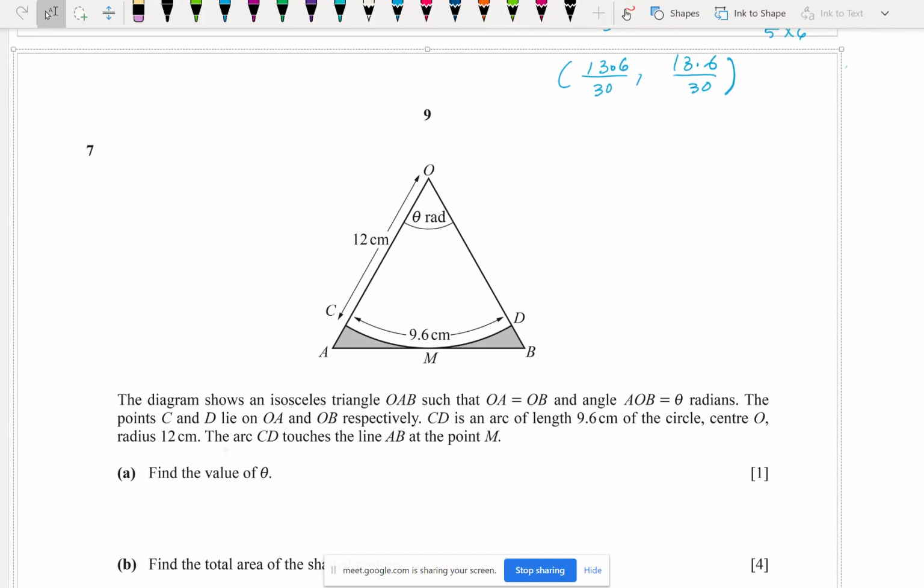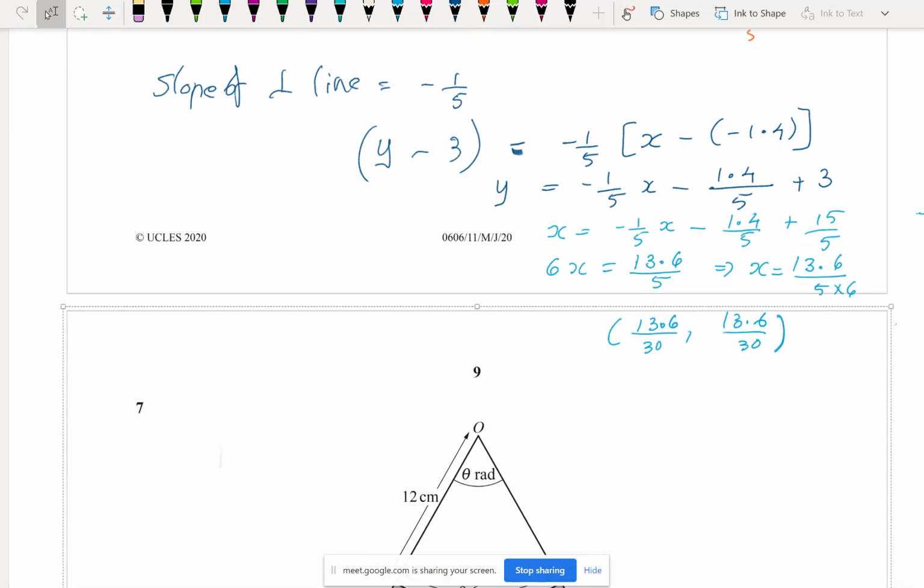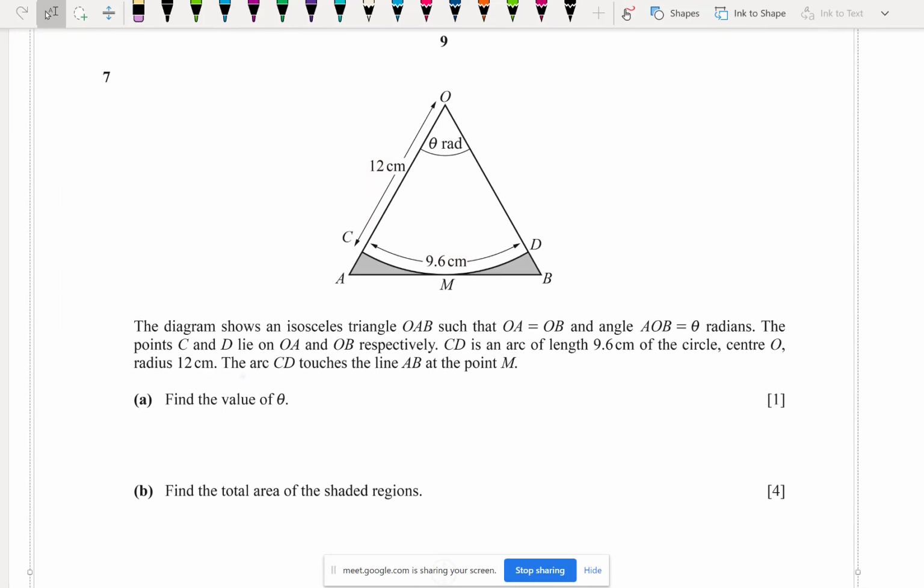Amrita, hi. Hello, Rijan. Okay, we did up to question number 6 yesterday. Right, let's continue with question number 7 today.